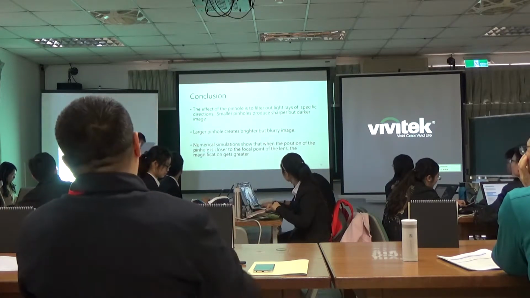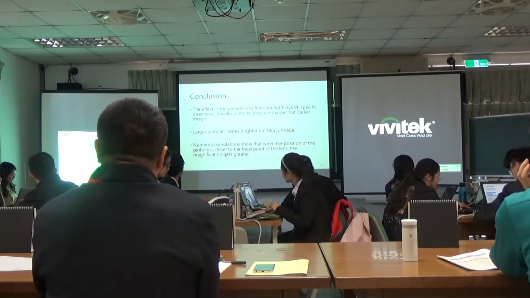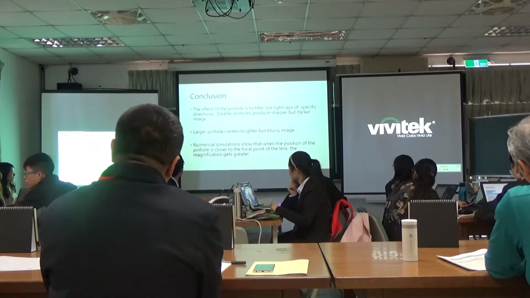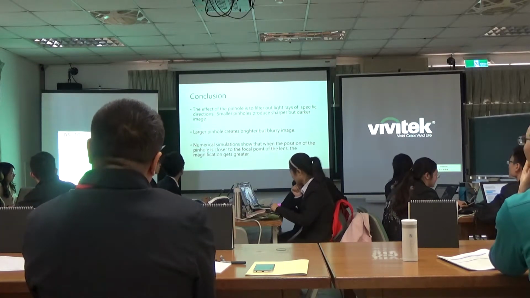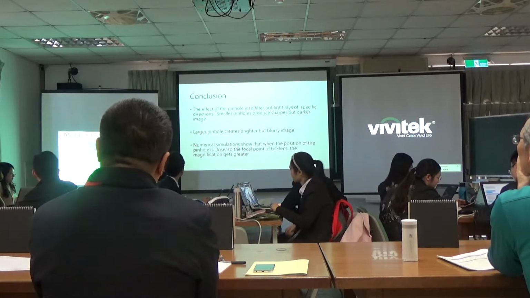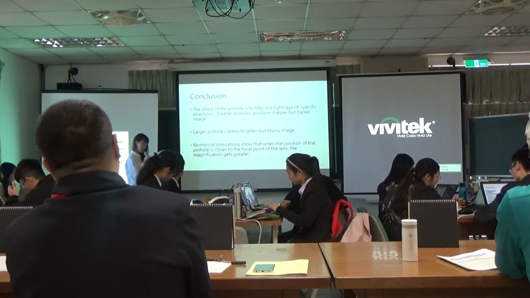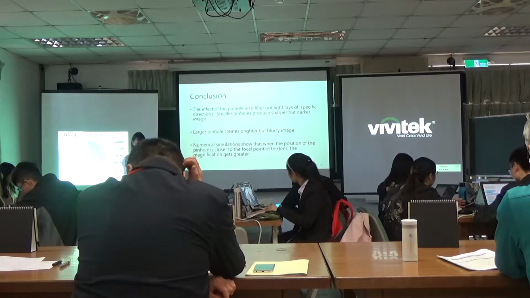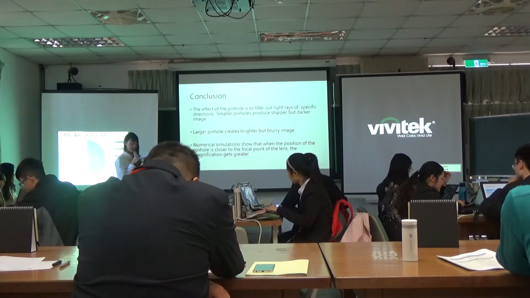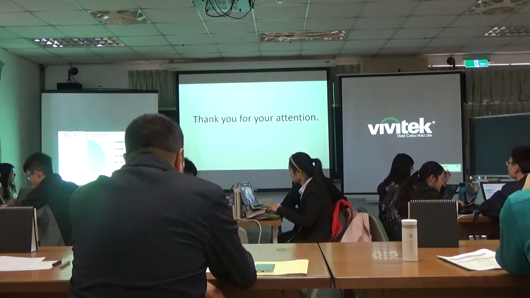And conclusion. The effect of the pinhole is to filter out light rays of specific directions. Smaller pinholes produce a sharper but darker image, and a larger pinhole creates a brighter but blurred image. Numerical simulations show that when the position of the pinhole is closer to the focal point of the lens, the magnification gets greater. And thank you for your attention.